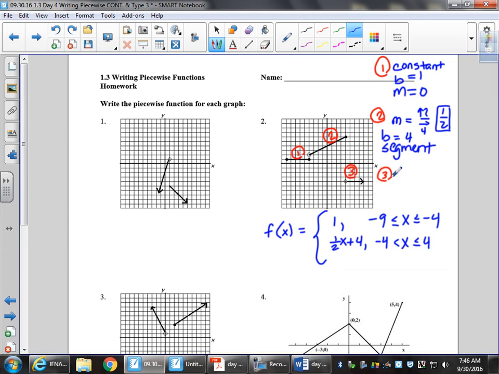Let me just write that down. Constant. What is my y-intercept going to be? Yep, -4. Slope is 0. Is this a segment or a ray? It's a ray, and is it a ray left or right? Right. Ray right. So I know it's constant. My intercept is -4. My slope is 0. It is a ray right. Let's talk about what we'll put for our final piece.